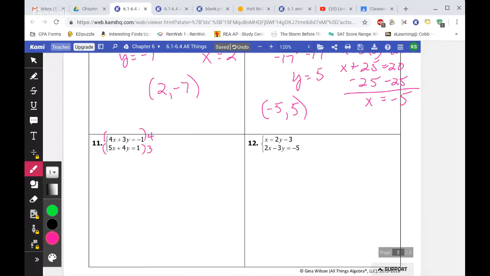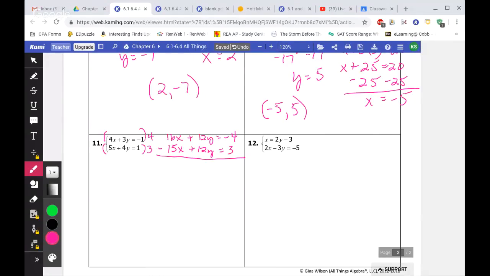So 4 times 4x is 16x, and 4 times 3y is 12y, and 4 times -1 is -4. And 3 times 5x is 15x, and 3 times 4y is 12y, and 3 times 1 is 3. So now I have matching coefficients on my y term, and the preceding sign is positive. So that means I need to subtract them from each other.